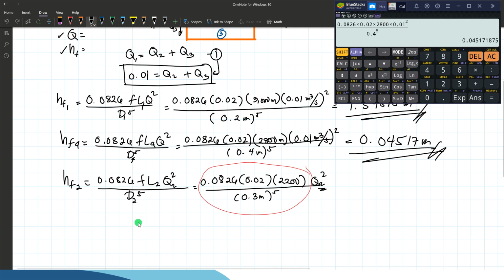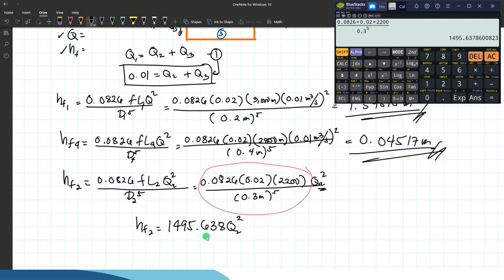Let's solve these values: 0.0826, 0.02, 2200, 0.3 raised to 5. We have an equation: HF of 2 is 1495.638 Q2 raised to 2. So this is equation 2.